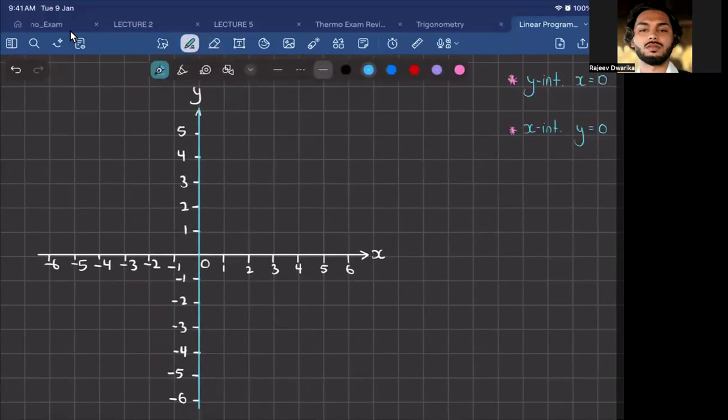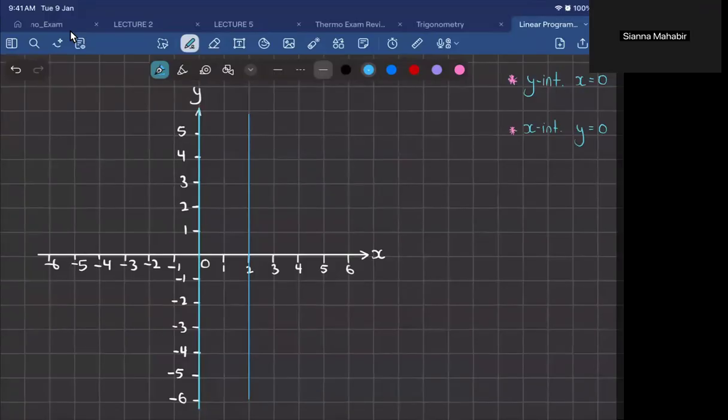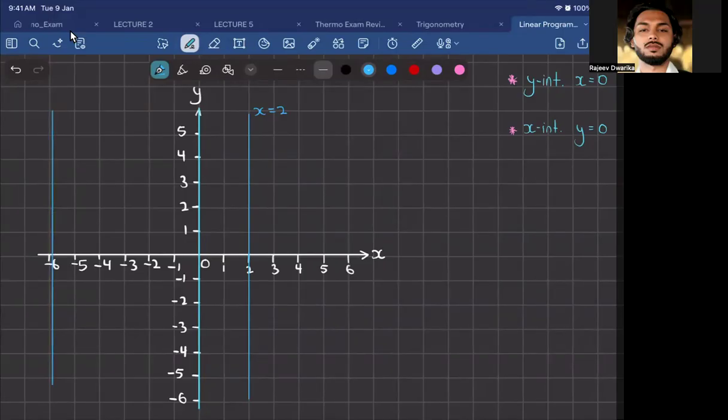Sienna, I want you to help me here. I just drew a line. Is that line vertical or horizontal? It's vertical. Right, and it's passing through what value? 2 on the y-axis. Take a look at that carefully. No, the x-axis. Right. So, Sienna, if it's passing through 2 on the x-axis, wouldn't I call it x is equal to 2? Yes, sir. Nice.